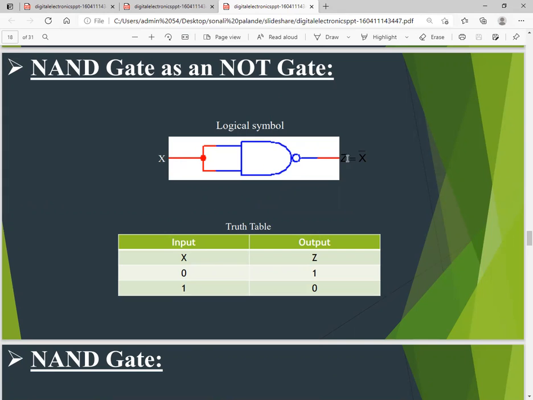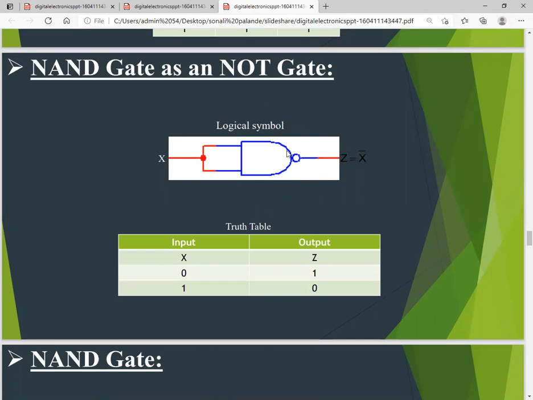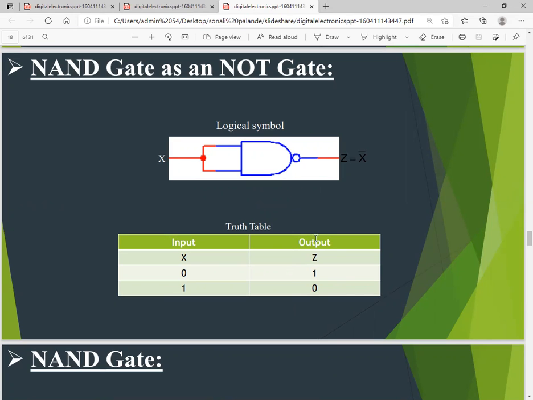If x equals 0, then Z equals 1. If x equals 1, then Z equals 0. That is, this gate acts as an inverter, and the output of this gate is similar to the output of the NOT gate. That's why it is called the NAND gate as a NOT gate.